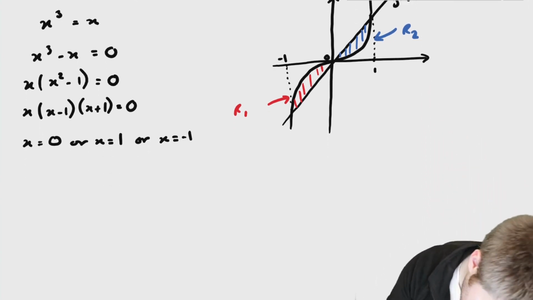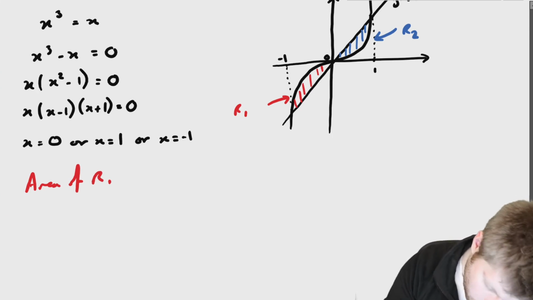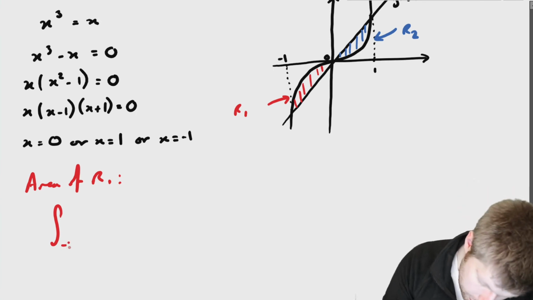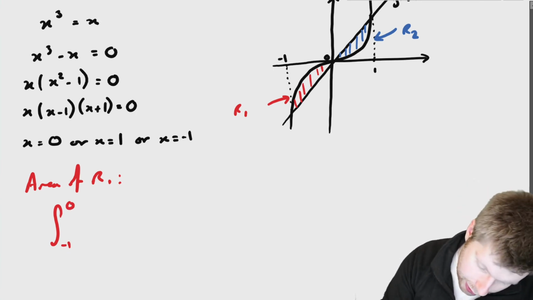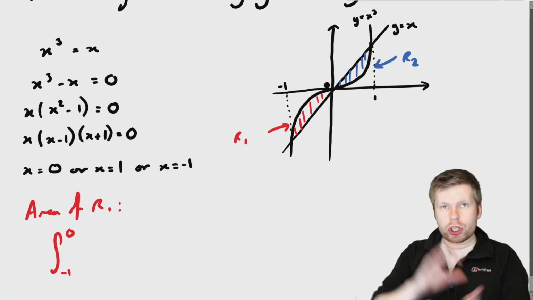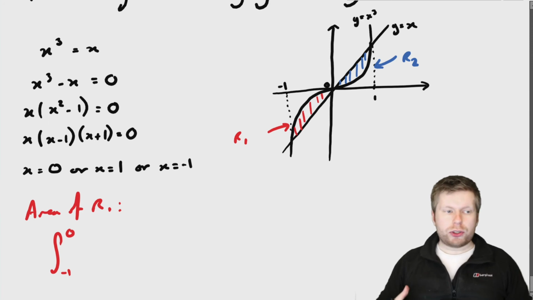So let's first of all find the area of region 1. So the area of region 1 will quite simply be the integral. My lower bound is negative 1 and my upper bound is 0. And I need to be careful here because what am I actually integrating? Well, just remember, it's always the top curve take away the bottom curve.